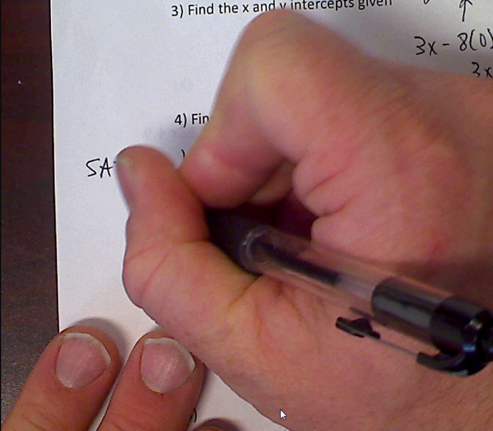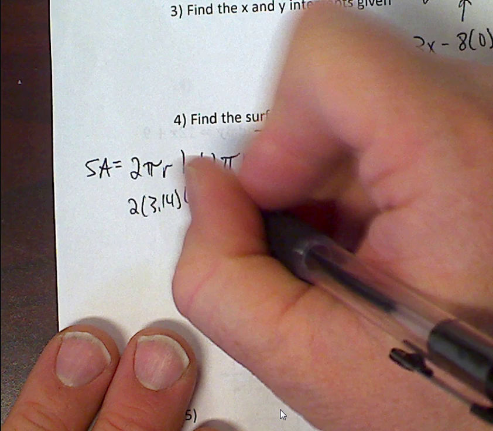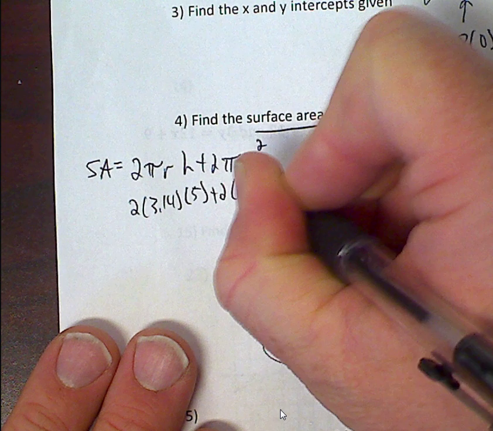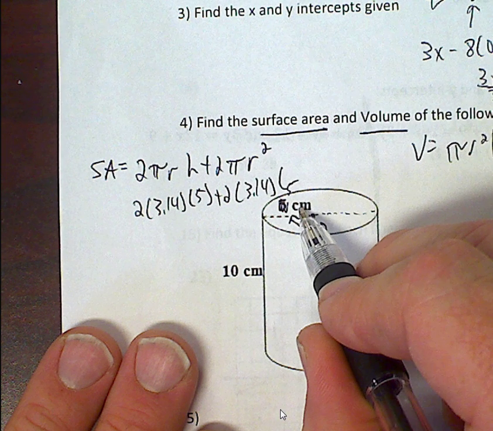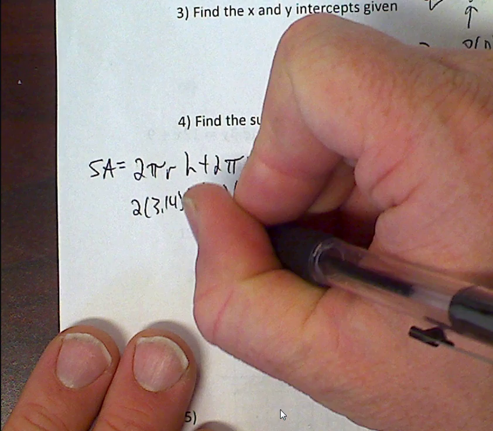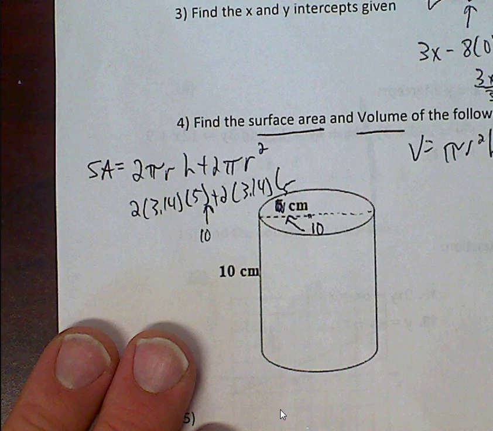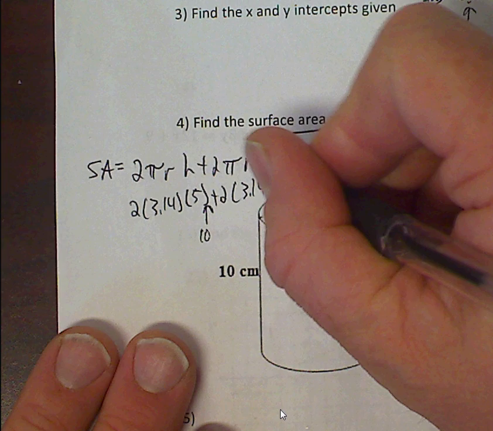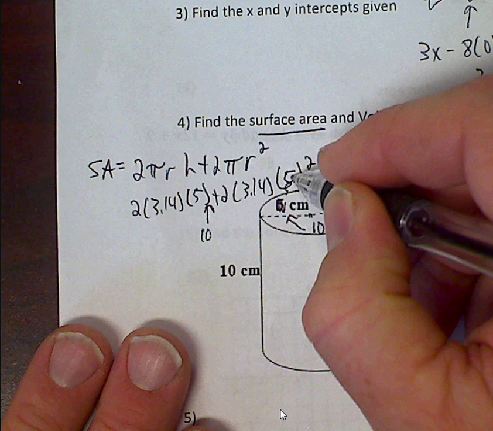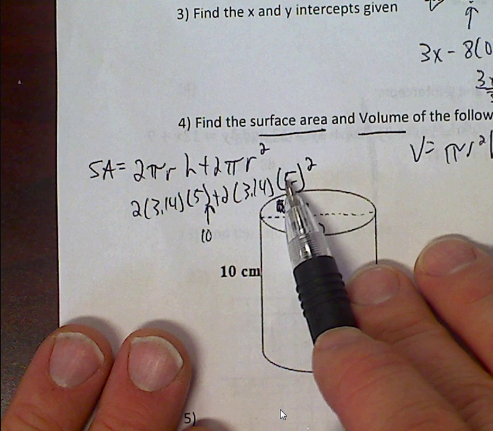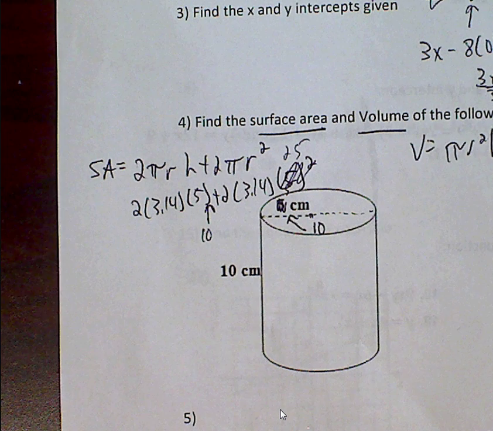So what I would do is take 2 times 3.14, my radius is 5, times my h, which is 10, plus 2 pi r, which is 5 squared. I would square first. Order of operations, 5 squared is 25. Then I would multiply what I'm given.